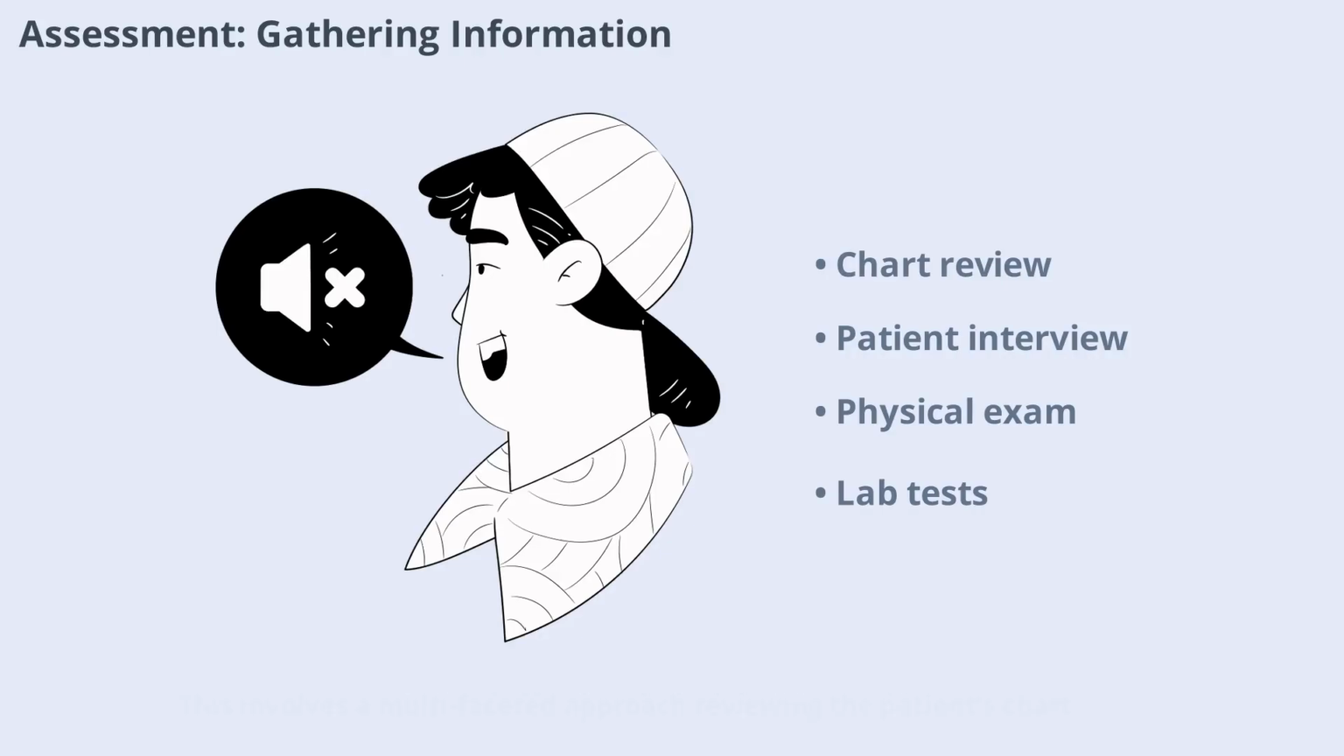A thorough assessment is the cornerstone of effective clinical decision-making. This involves a multifaceted approach: reviewing the patient's chart, conducting interviews to understand their history and symptoms, performing a physical examination, and analyzing laboratory test results. Each of these steps provides valuable data, helping therapists build a comprehensive picture of the patient's current status. This information is critical for developing a problem list and setting meaningful treatment goals, which we'll discuss next.